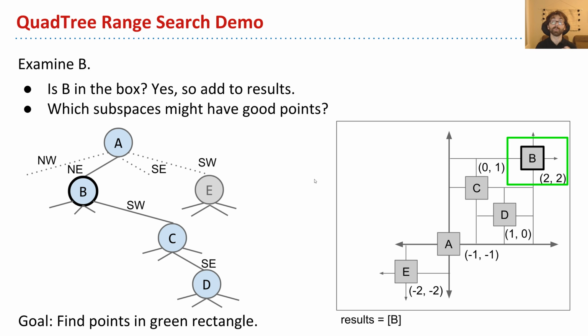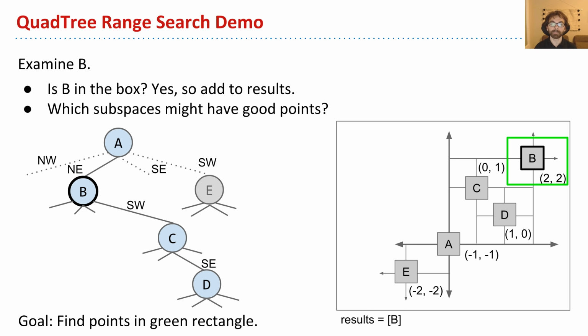And then we ask ourselves, which of the subspaces might have good points? This is a great place to pause the video if you want and figure out, first of all, what are B's subspaces, and second, which of those subspaces could actually contain a point that is inside the green rectangle. So try that out. I think this stuff's pretty beautiful. I like the geometry a lot. So it's an exercise worth doing.